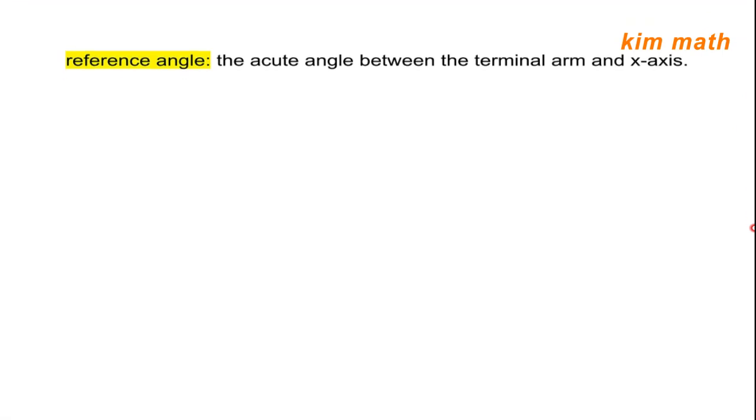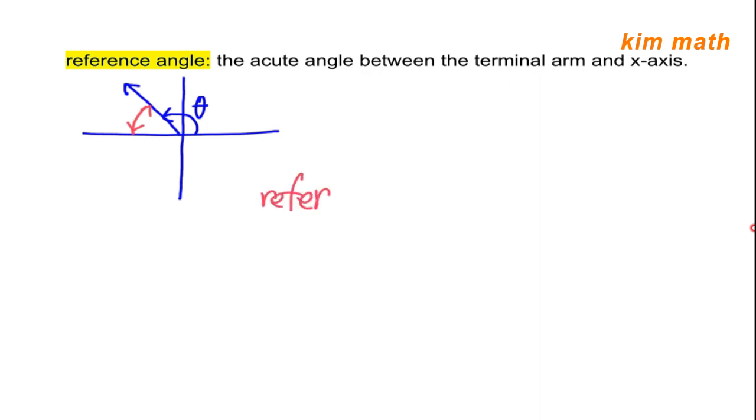Okay, one more terminology, reference angle. Reference angle is the acute angle between the terminal arm and the x-axis. Let me give you 3 examples. If your angle is here, okay, this is your angle, for example theta, then what is the reference angle? This is the reference angle.